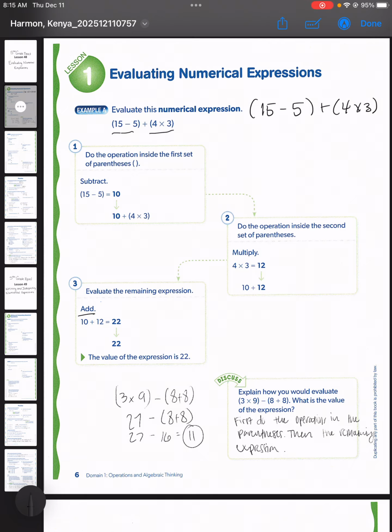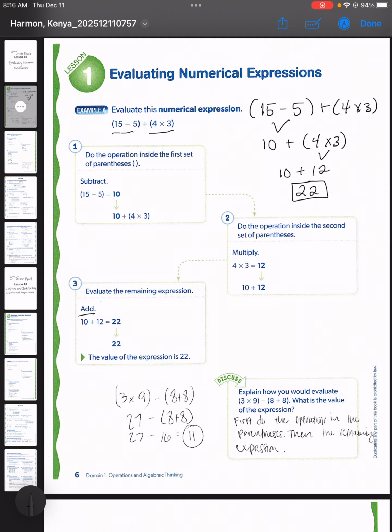and you're going to follow the same steps. We see two sets of parentheses. I am going to do the operation inside of the first set. 15 minus 5 is 10. And then I'm going to write what is left. I see another set of parentheses. I'm going to do the operation inside of that parentheses next. 4 times 3 is 12. And then I'm going to write what I have left. Now I add 10 plus 12 is 22.